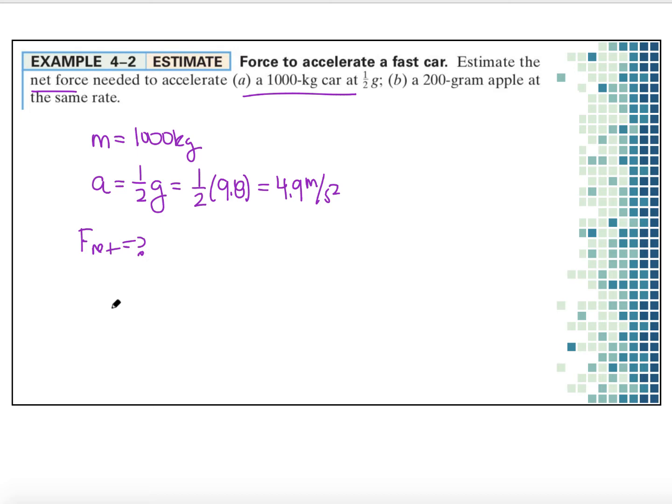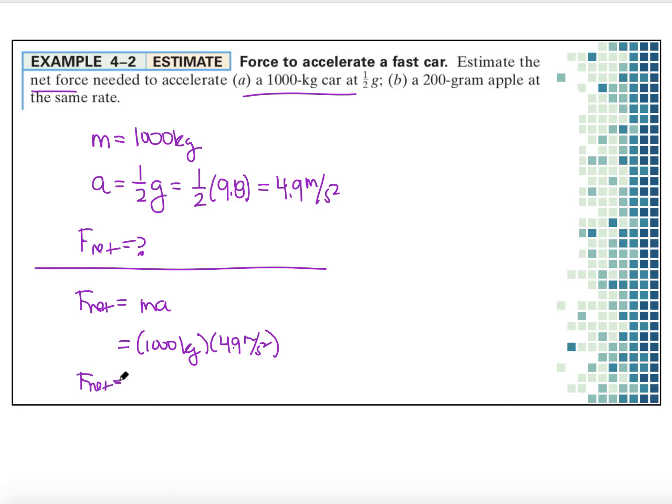Well, in order to figure that out, we need to use Newton's second law. So the net force is equal to mass times acceleration. So in this case, we would have 1,000 kilograms multiplied by our 4.9 meters per second squared. So multiplying these two together, we would have 4.9 times 1,000, which is 490. And the units are a little weird because we have kilograms times meters per second squared. Hopefully you remember that kilograms times meters per second squared is what we call a Newton, because that is our SI unit of force.